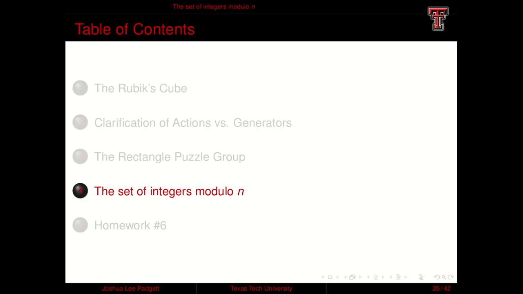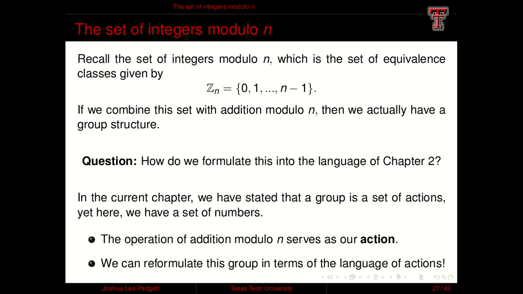So another nice example that removes itself from, let's say, the world of geometry is simply the integers modulo n. Remember, the integers modulo n are simply the equivalence classes 0, 1, ..., n minus 1, combined with the operation of addition modulo n. And this is actually a group. However, this doesn't seem at all like what we've just talked about in Chapter 2. So to avoid, let's say, cheating, we want to really formulate this exactly as we have in Chapter 2. So how do we do that?